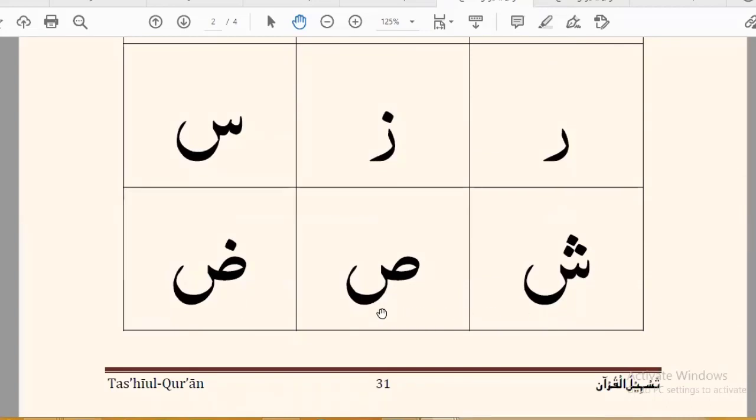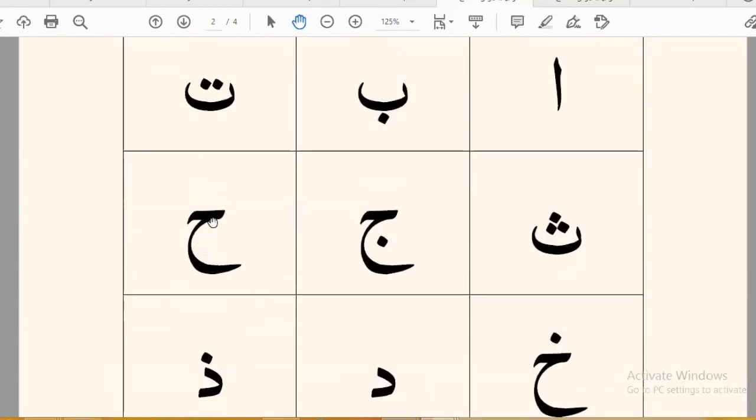Sad. Dad. Excellent. Good. Well done, mashallah. Your recitation is really, really good. Just focus on these letters, this one in particular, and just try and pronounce that a bit better. But otherwise, mashallah, you've done really, really well.